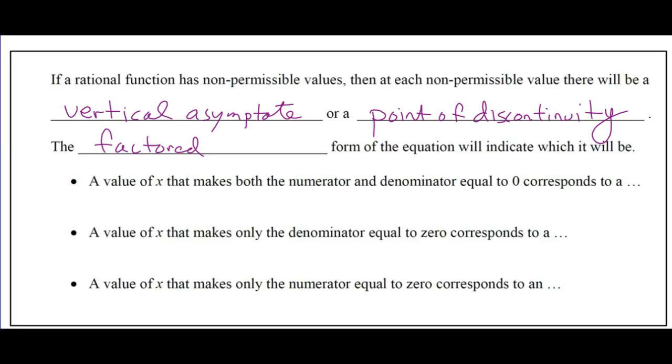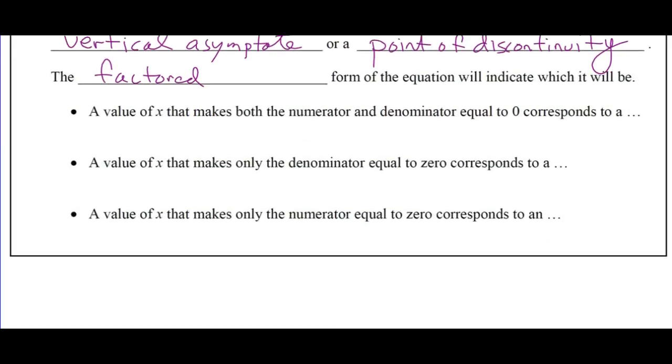A value of x that makes both the numerator and denominator 0 corresponds to a. So if both numerator and denominator are 0, what have you got? Point of discontinuity. A value of x that makes only the denominator equal to 0 gives you what? Vertical asymptote.